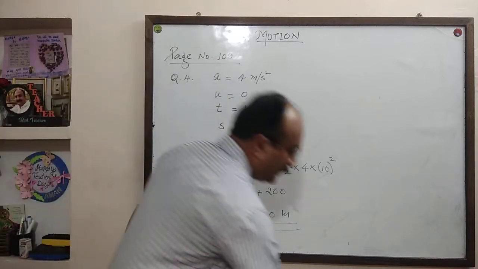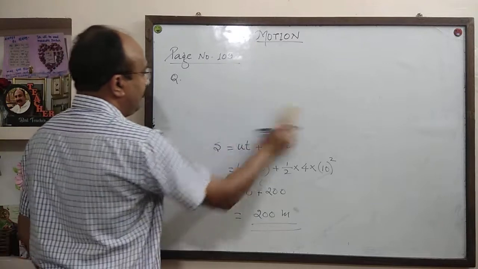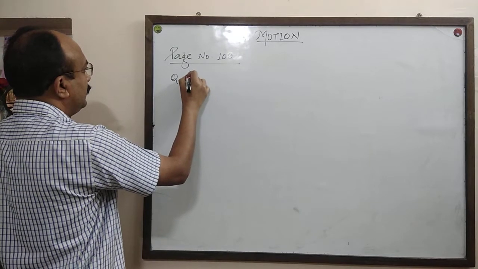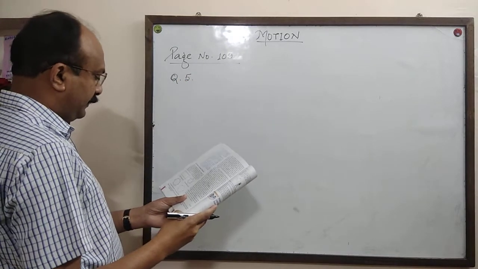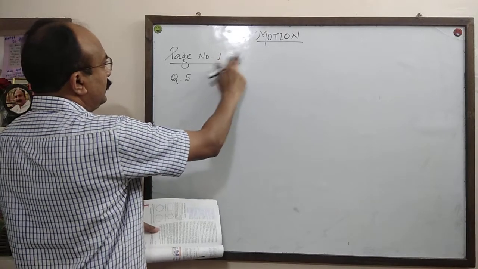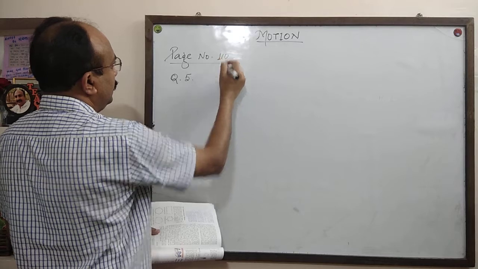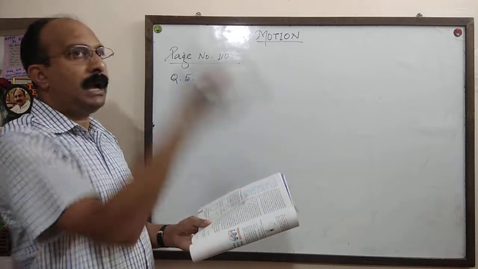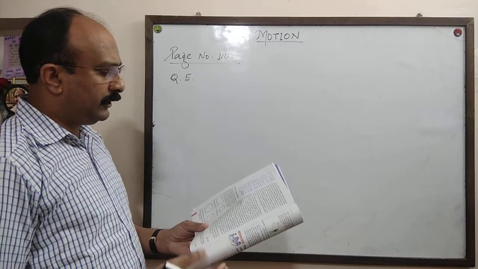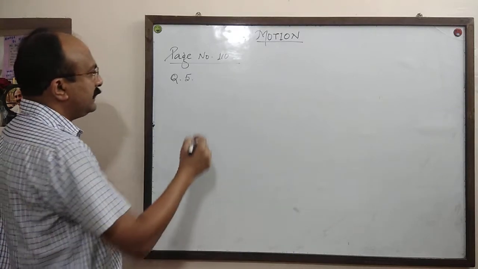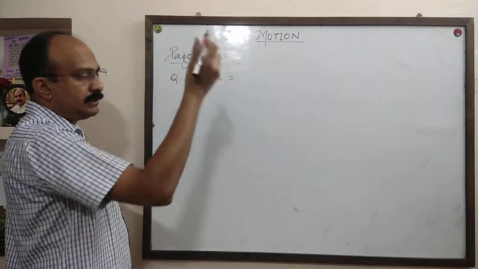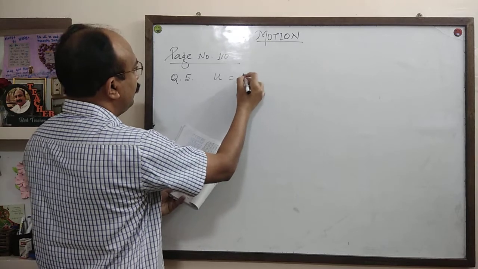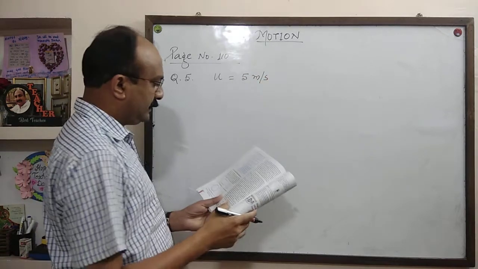Now the last question, question number 5 of page number 110. A stone is thrown vertically upward with a velocity of 5 meter per second. So what is that? Initial velocity. A stone is thrown with a velocity, so that is the initial velocity. Initial velocity is given, 5 meter per second.